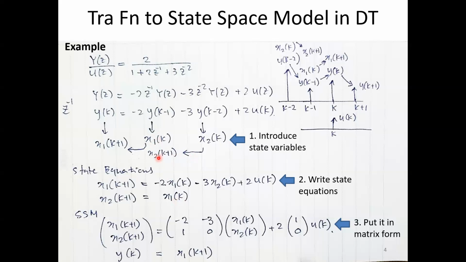And also, you can say x1k plus 1, which is over here, which is yk, is equal to this whole thing. This is x1k, this is x2k, right? You are replacing this system equation using the state variables already assigned, right? So you get the first state equation and the second state equation.